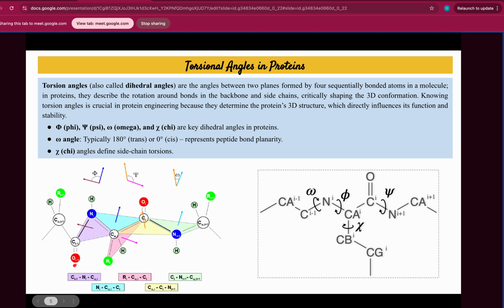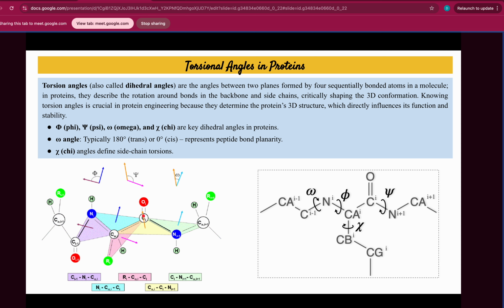So the angle which is formed between these planes, this particular angle is known as phi. So this is the phi angle, and then comes the psi angle, which is between these planes, the orange one and the pink one. So between these four atoms, the angle which is formed is known as the psi angle, which is with this C alpha and then C, and then the C double bond O and the next N.